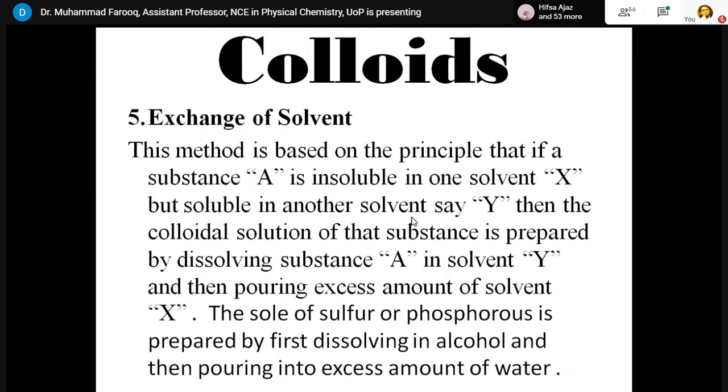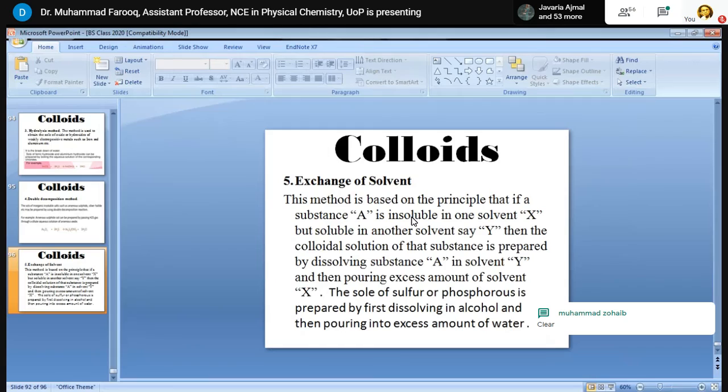Just read it, very simple. A general example: the sol of sulfur or phosphorus is prepared by first dissolving it in alcohol and then pouring it into an excess amount of water. I have already written the example. Let me simply explain it. Don't worry about it.